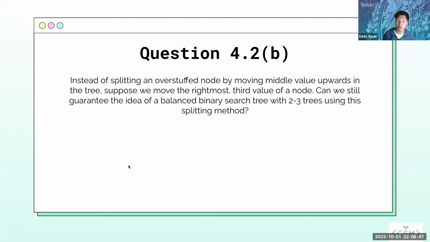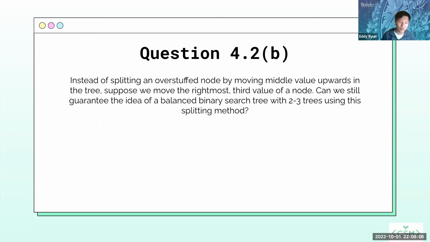Let's move on to 4.2b. So 4.2b says that instead of splitting an overstuffed node by moving the middle value upwards in the tree, suppose we move the rightmost third value of the node. Can we still guarantee the idea of a balanced binary search tree with a 2-3 tree using the splitting method?